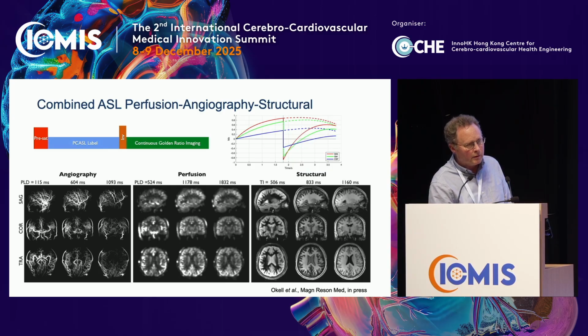The most recent work that Tom's been doing is to add an inversion pulse at the end of the labeling and before the readout. This inverts the static tissue signal, and then you can sample the inversion recovery delay. And using that method, as well as the angiographic information and the perfusion information, you can also get structural images acquired with different degrees of T1 inversion recovery weighting.